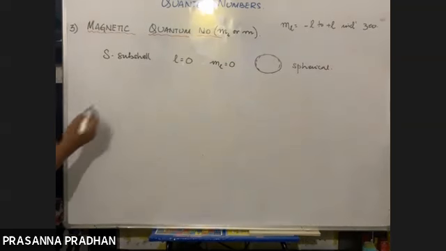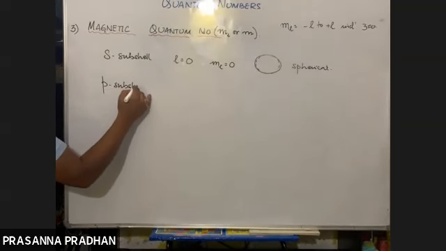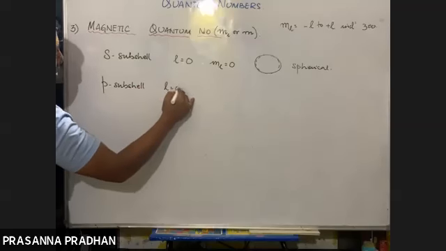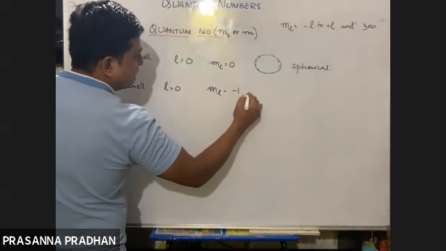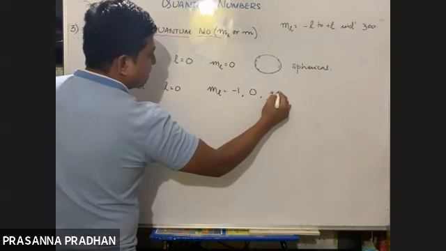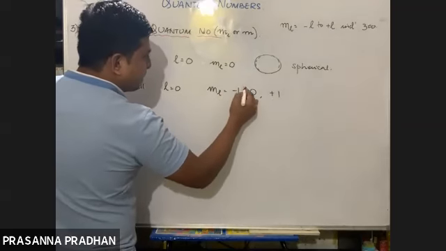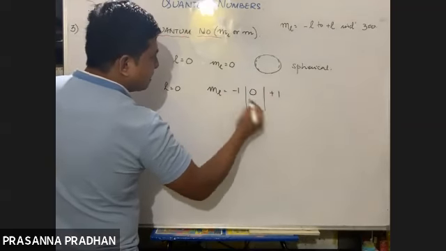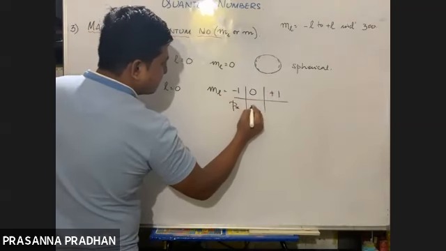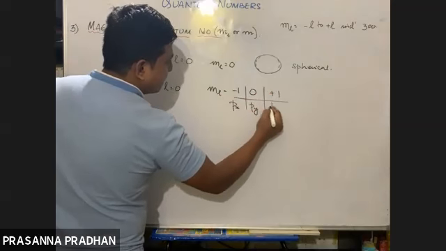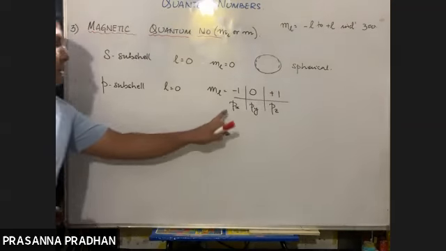Fine. P subshell. L value is 1. So what are the values of ML? The values of ML are -1, 0, +1. Now, depending upon the 3 values of ML, there are 3 orbitals possible. What are the designations of the 3 orbitals? Px, Py, Pz.